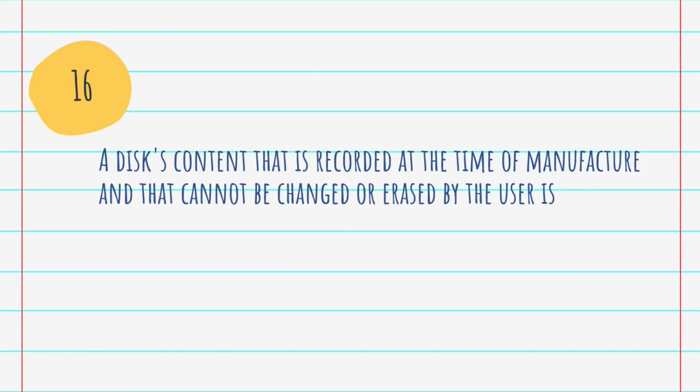Question number 16. A disk content that is recorded at the time of manufacture and that cannot be changed or erased by the user is. Answer is read-only. Read-only is a file system permission that only allows a user to read or copy stored data but not write new information or edit the data.